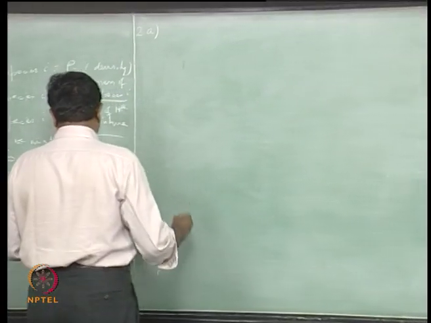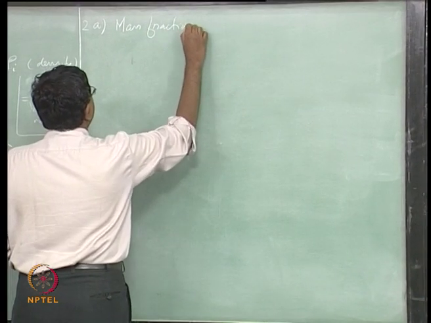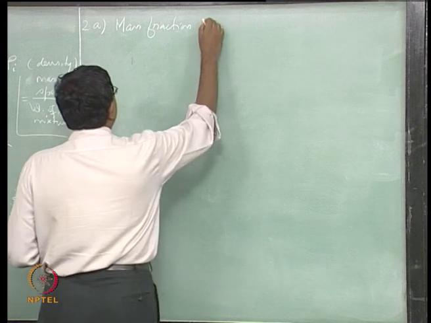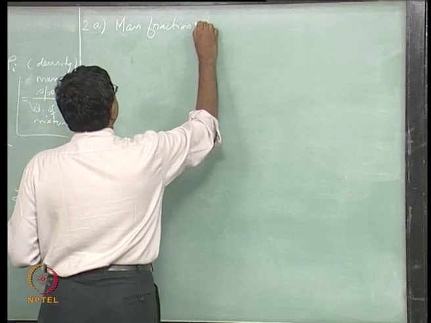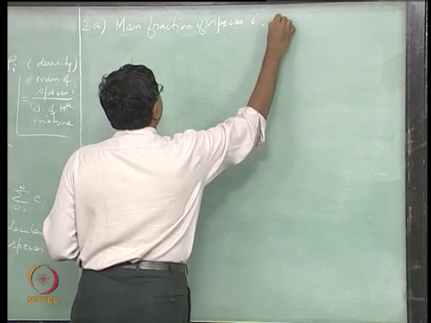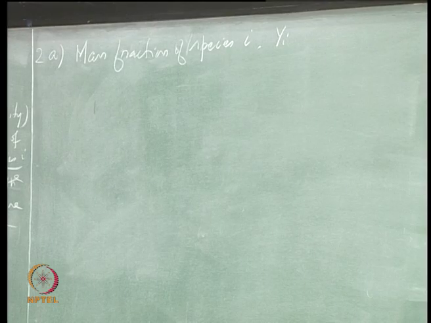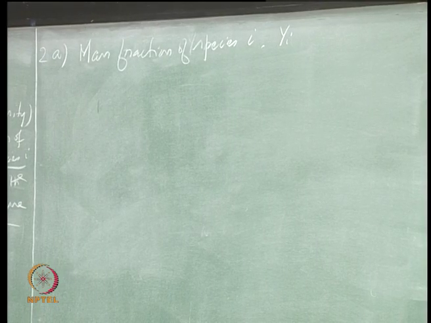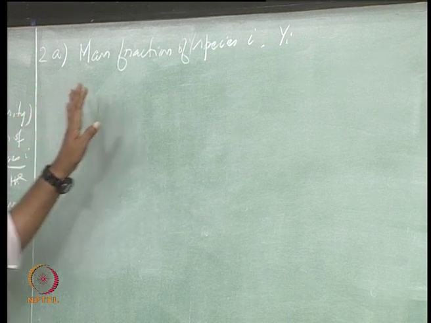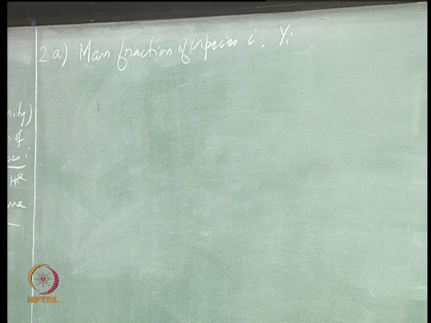2a is mass fraction. Mass fraction of species I, we use the symbol Yi. What do you think is mass fraction? Now this is pretty indicative. You can guess these things, right? So mass fraction is mass of species I divided by the total mass of the mixture, right.